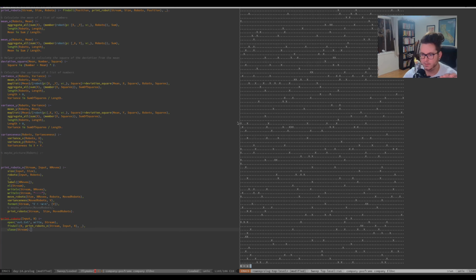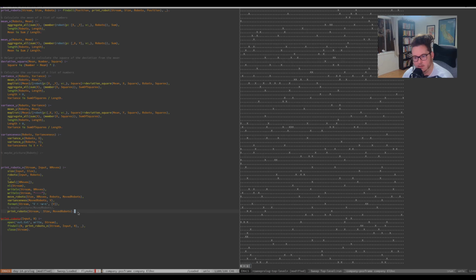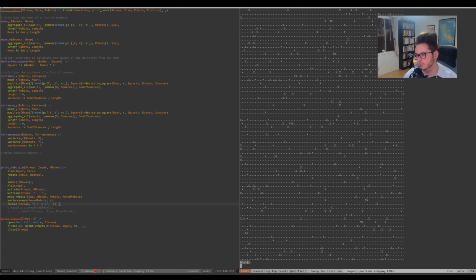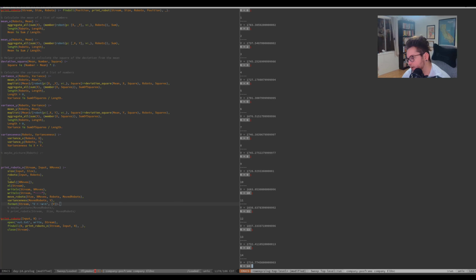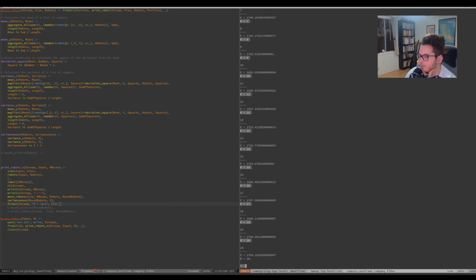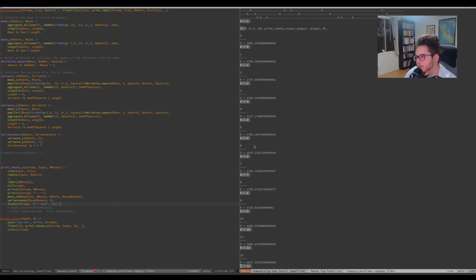Maybe we don't need to actually print anything for right now. I think it's probably just enough to print the variance. Okay, so these all have like, wow, these are all really consistent, aren't they? So they're all like 1600 or above.